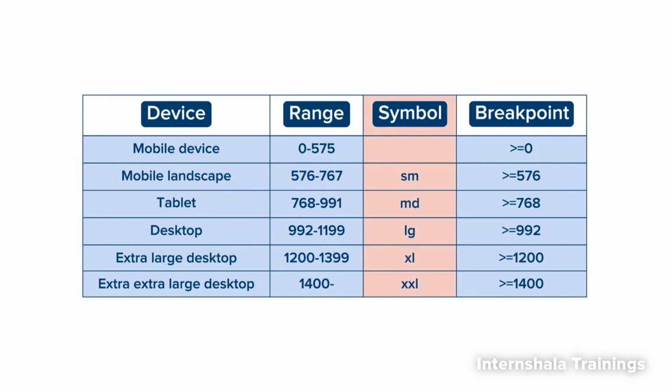Next, we have a symbol column. Each device or range has a symbol associated with it. For mobile devices, there is no symbol assigned by Bootstrap, but we have symbols for the rest of the devices. These symbols are important to learn because these are the ones we will be using shortly in our code. We will come to the breakpoint column later, so please wait for some time. A few moments back, I told you that we will be using these symbols in our code. So let me show you an example of how they are used.